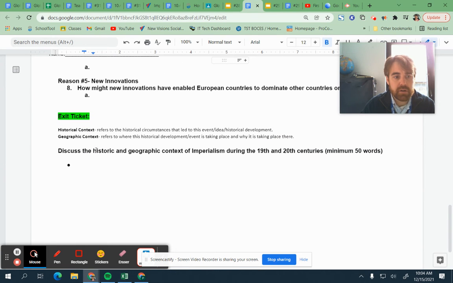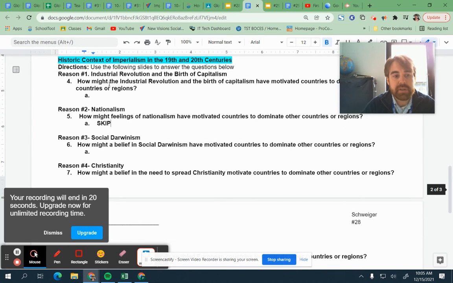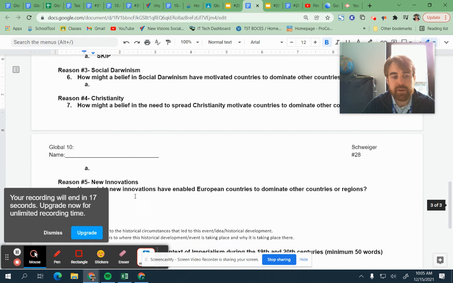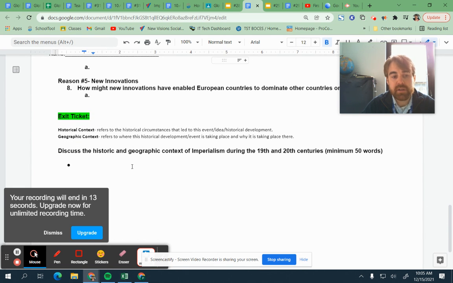And then your exit ticket is just discussing the historic and geographic context of imperialism. For the geographic part, think about what continent of people is taking over other places, and what kind of people is taking over what the other places. And then for the historic context, really focus on reason 1 and reason 5. What is the reason, and what is allowing this part of the world to take over places during this age of imperialism?